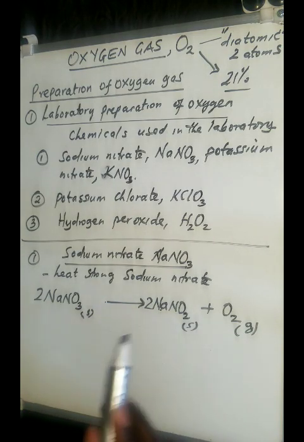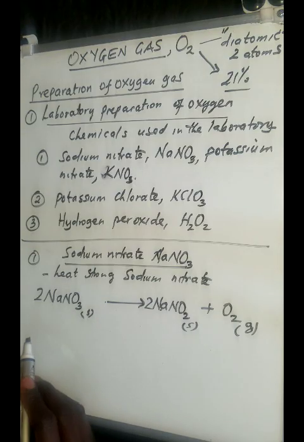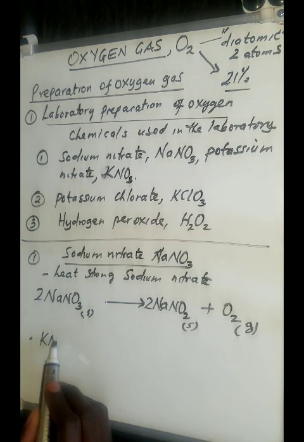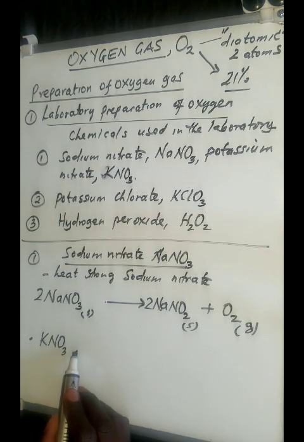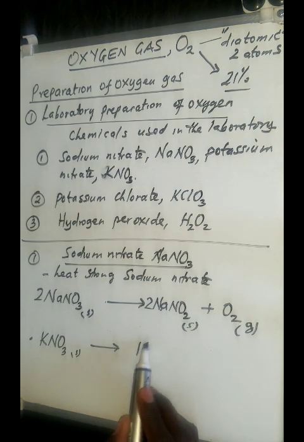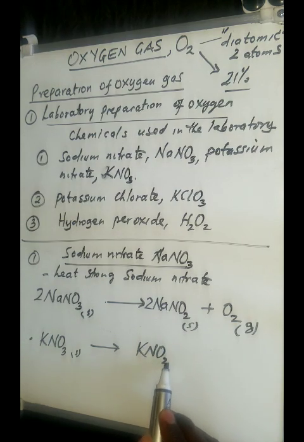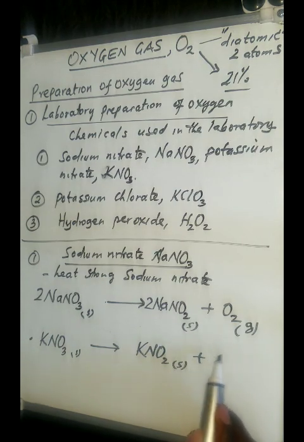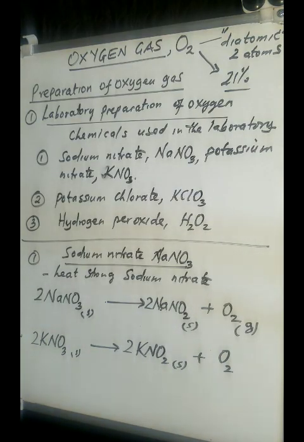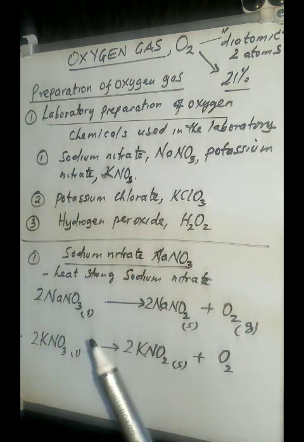2 nitrogen there. In the other one, if you are using potassium nitrate, again, when you strongly heat potassium nitrate, it is going to produce potassium nitrite, which is in solid form, plus oxygen again is going to be liberated. They're in the same group, therefore balancing them up is done in the same way. So that is the way you can prepare oxygen in the laboratory by using these two chemicals, sodium nitrate and potassium nitrate.